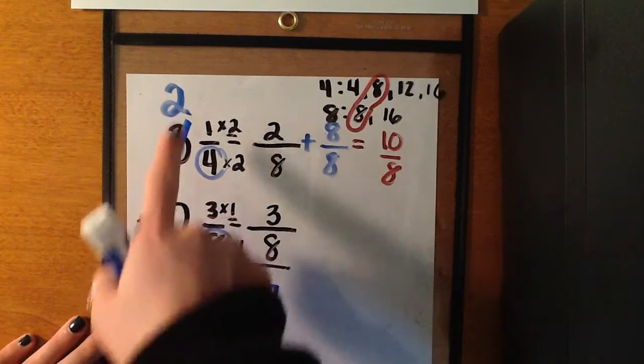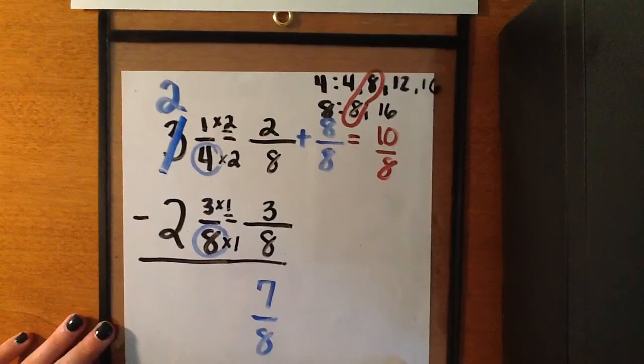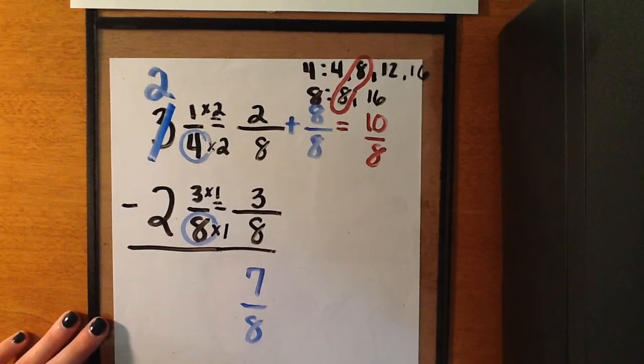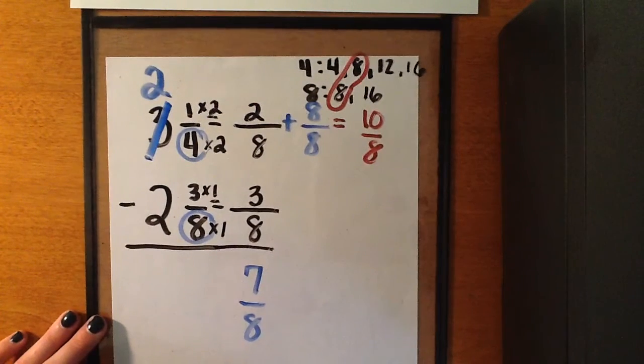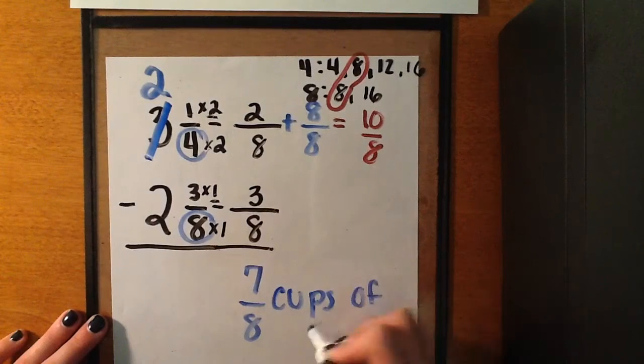Don't forget your wholes either. 2 minus 2 is 0. So, how many more cups of flour does the sugar cookie recipe need than the chocolate chip cookie recipe? 7/8 cups of flour.